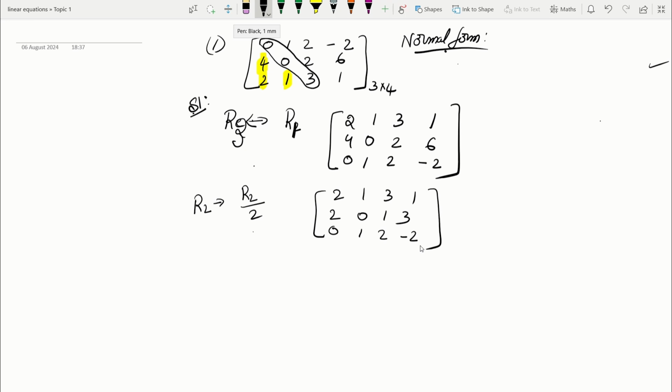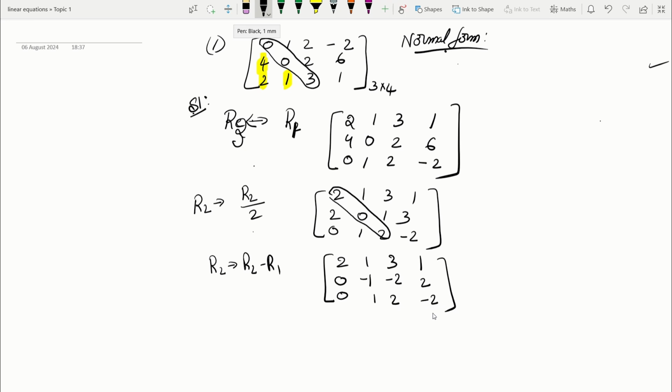This is okay. R3 implies R1, interchanging of R1 and R3. Now see, before starting I told you, if any cancellations are possible, please do them, so your work will be simple. If I observe, R2 is a multiple of 2. R2 implies R2 by 2. Then 2 1 3 1, 2 0 1 3, 0 1 2 minus 2. Correct? This is proper for us now.